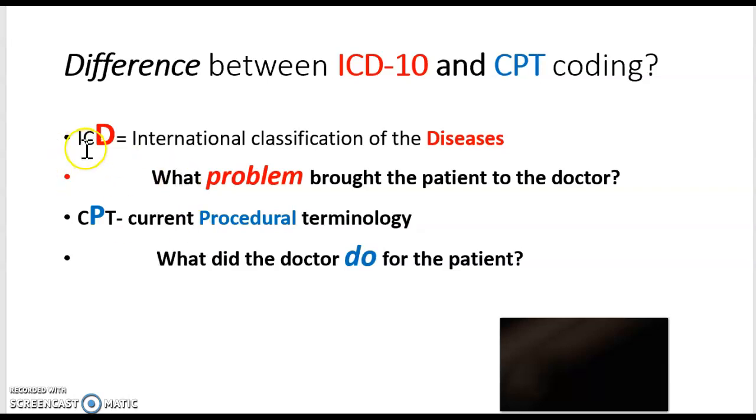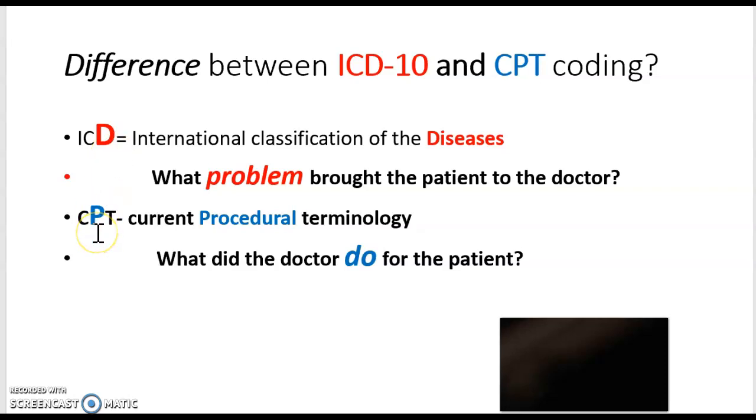Remember, ICD-10 means International Classification of the Diseases. That means you're coding for the disease or diagnosis presented by the patient. And D stands for disease. So whenever you have to code for a problem, a disease, you always pick up your ICD book. The D is for the diagnosis, just for you to remember.